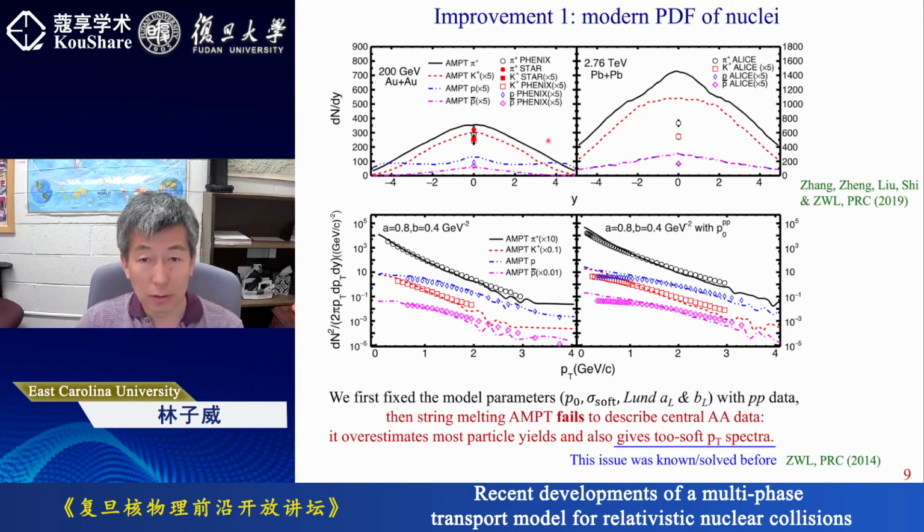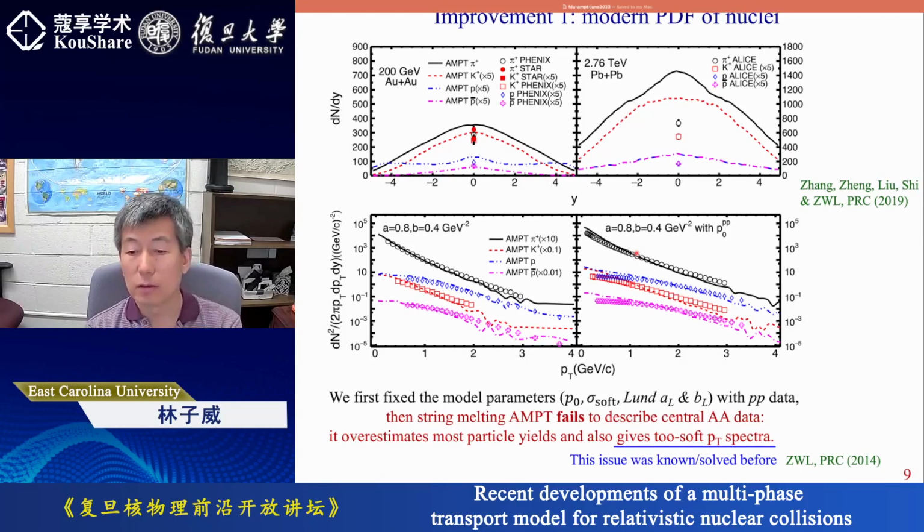Then we found this comparison. We can see that, for example, for LHC central lead-lead collisions, the AMPT model using those same parameters overpredicts the particle yields by a large margin. And also, when we look at the PT spectrum of hadrons, pion, kaon, proton, and antiproton, we can see that they are too steep. The solid lines are AMPT results, and the symbols are the data. So we have done our best, and see that the same parameters don't work for central AA collisions.